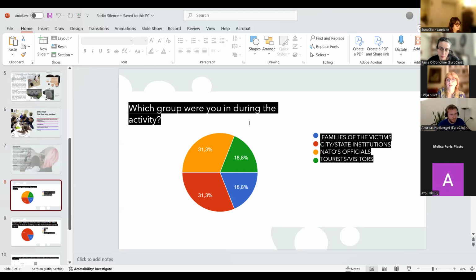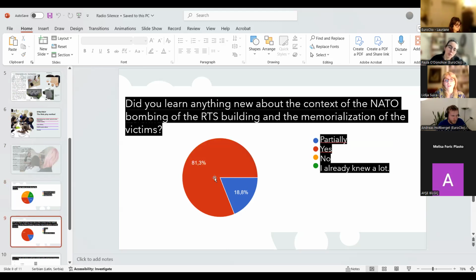30% of them, as you see, were NATO officials, 30% city institutions, families 18%, and tourists 18%. Actually, these are the ones who were answering this questionnaire. The biggest group was actually the tourists. They really liked that one, and the NATO officials. But this is the answer to the questionnaire.